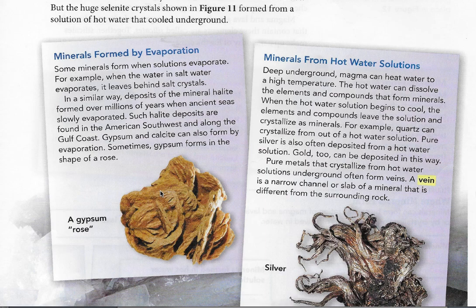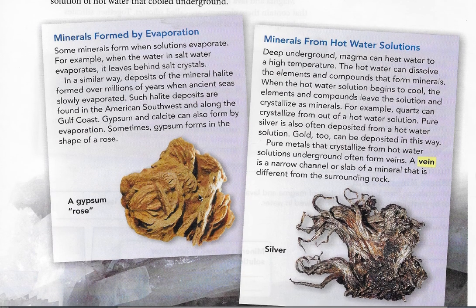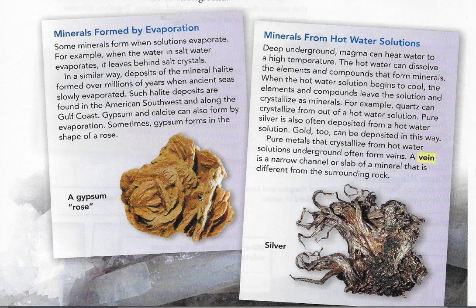Minerals from hot water solutions. Deep underground, magma can heat water to a high temperature. The water can dissolve the elements and compounds that form minerals. When the hot water solution begins to cool, the elements and compounds leave the solution and crystallize as minerals. For example, quartz can crystallize out of hot water solution. Pure silver is also deposited from a hot water solution. Gold, too, can be deposited in this way. Pure metals can crystallize from hot water solutions underground, often forming veins. A vein is a narrow channel or a slab of a mineral that is different from the surrounding rock.